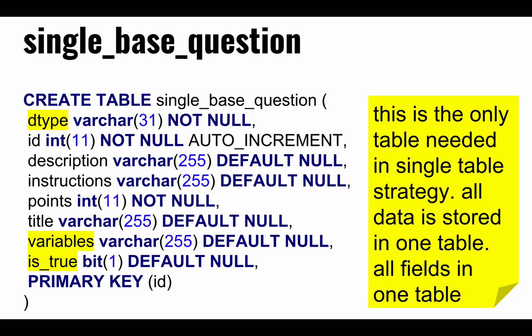What is it that you inserted in here? Did you insert a true false, or did you insert a fill in the blanks? So in the single table strategy, we also add an additional field, a meta field, to keep track of what was the intended instance type. Okay, makes sense.